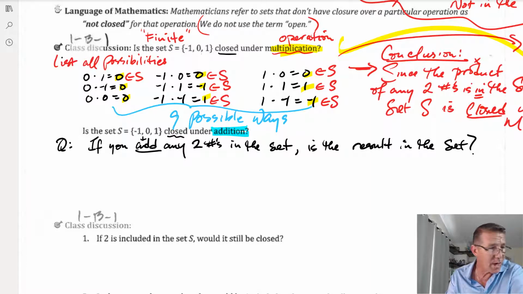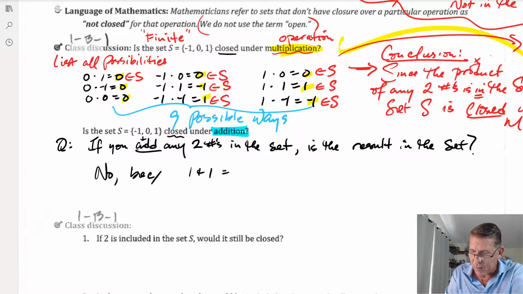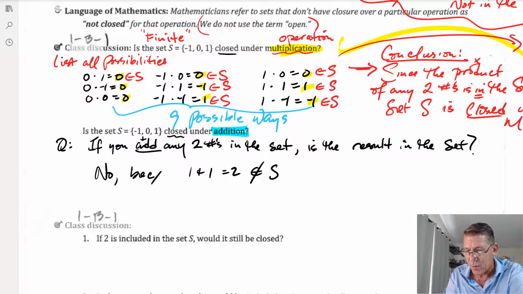And that, my friends, is called a counterexample. Okay? So in this case, if I take 1 and add it to itself, 1 plus 1, I get 2, and 2 is not in the set. And this, my friends, is a counterexample. So I'm going to say no right here, because 1 plus 1 is equal to 2, and it's not in S. 2 is not a number in there. Okay, 2 is not inside the set.